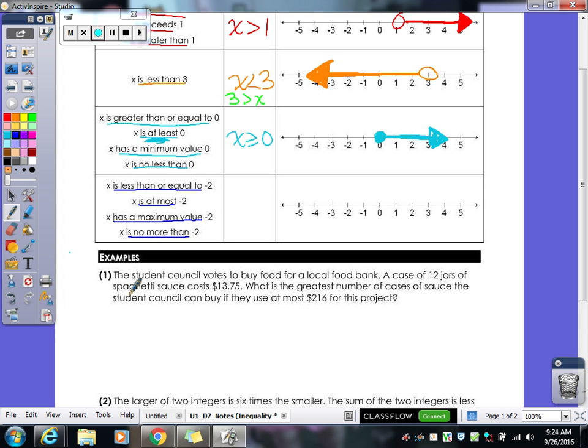All right, so here's our words for less than or equal to. Is less than or equal to. That one's pretty easy. Is at most, has a maximum value, or is no more than. They're not trying to mess you up. So again, the or equal to means it's a closed circle, and it would be shaded to the left.